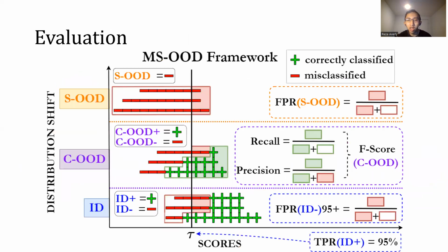For evaluation, we consider three main metrics. For semantic shift and ID data, we consider the false positive rate. And for covariate data, we consider using F-score because we want to evaluate how well the model can accept the covariate data and how well the model can reject the misclassified ones.